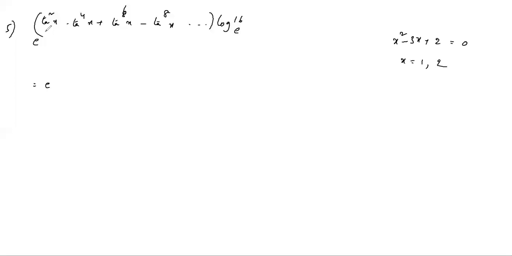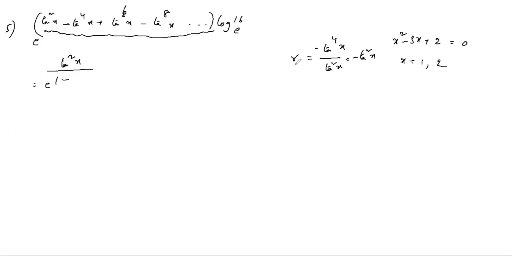See here, actually, according to sequence and series, we can simplify this one. This is an infinite GP. First term a is tan square x, by 1 minus r, the common ratio. r is minus tan power 4x by tan square x, which is minus tan square x. This is the r value, T2 by T1 or T3 by T2, whichever you take. So minus minus gives plus tan square x, into log 16 base c.